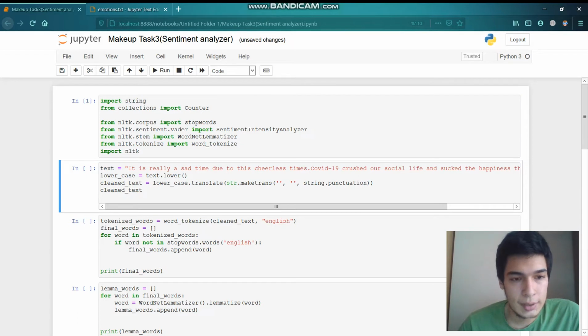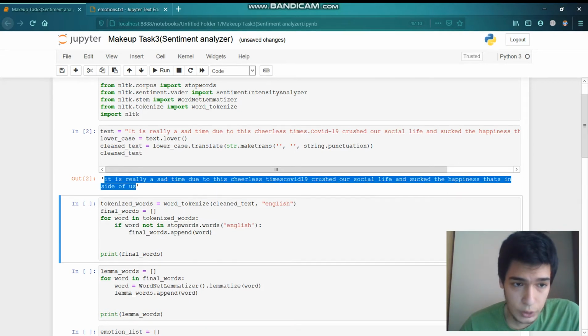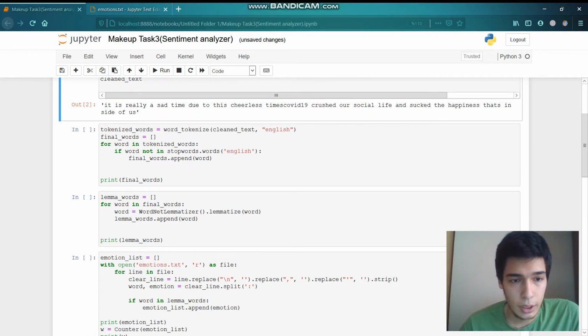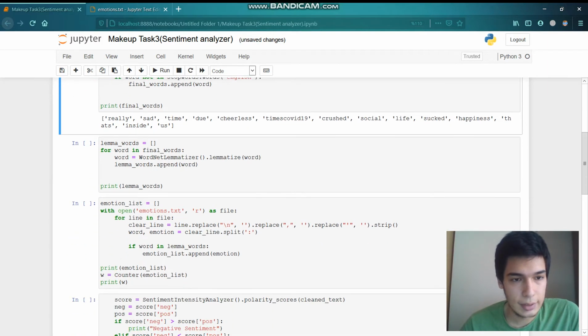Then I took a text. This text is about COVID-19 and its effects on us. Then I lowercased it and also removed the punctuation. So this is a lowercase and unpunctuated version of this text. Then I tokenized it word by word. These are the tokenized words of this text.